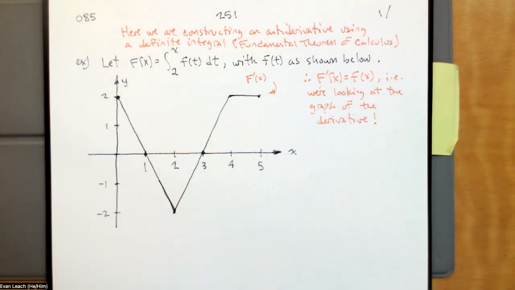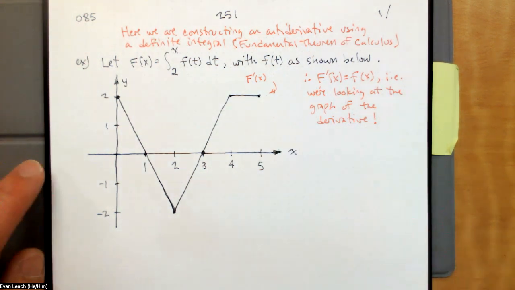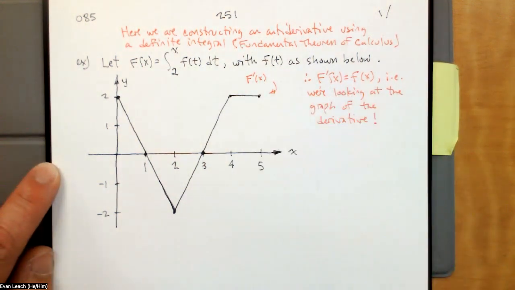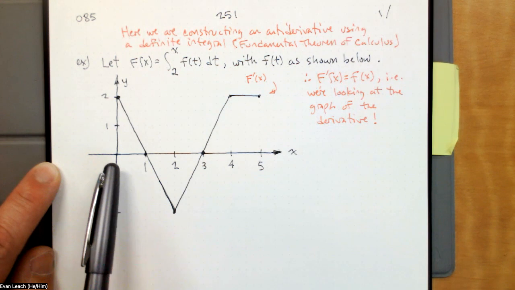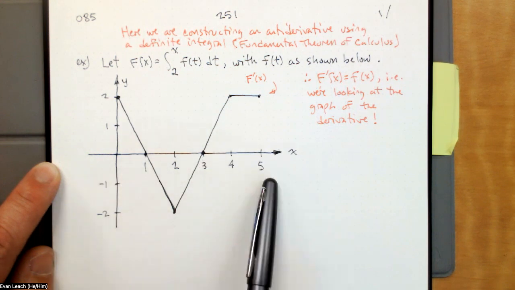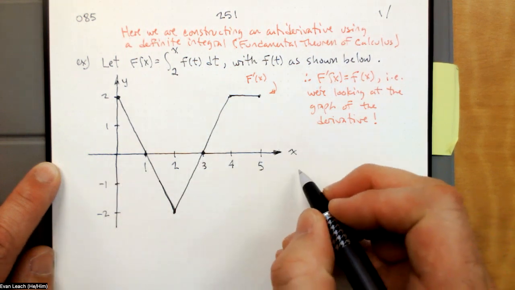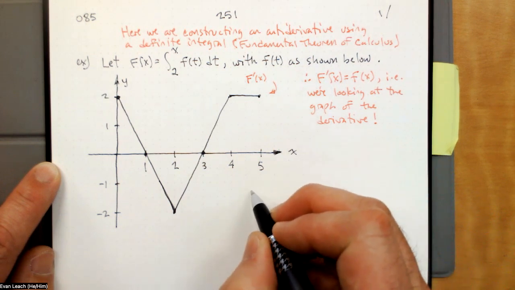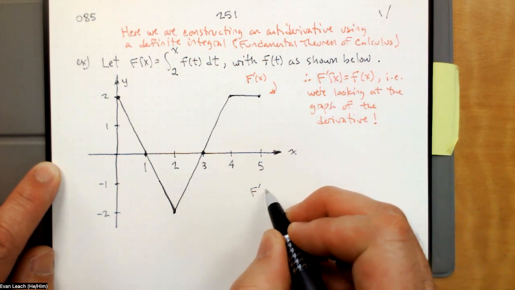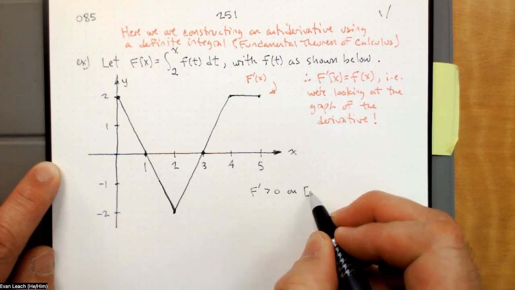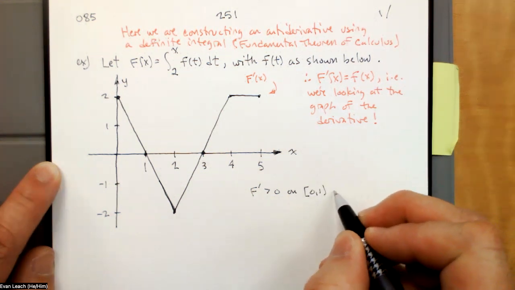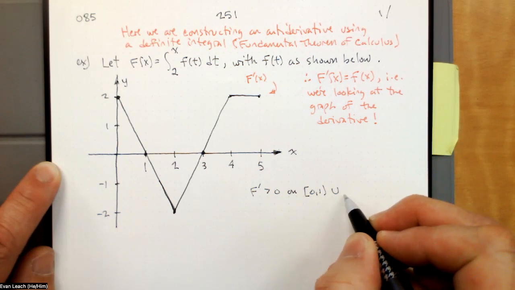So let's write down the stuff that we know. The sign of the derivative tells us the direction of the function. The sign of f prime tells us the direction of the function. So f prime is positive from 0 to 1 and from 3 to 5. So we might notice that f prime is positive on the interval from 0 to 1 and from 3 to 5.